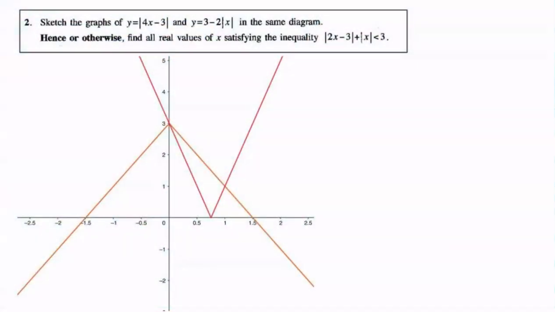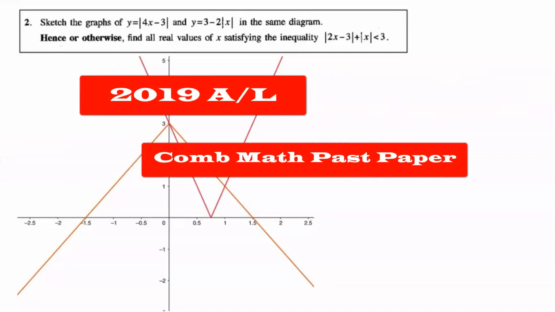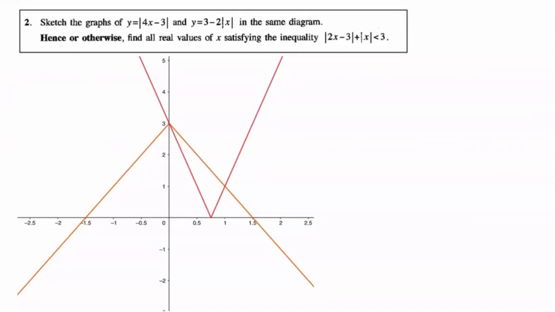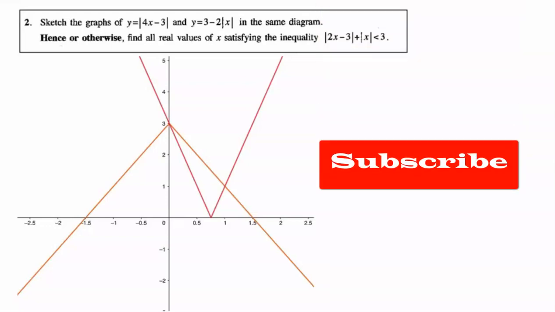Here we are going to look at another A-level problem today. This is the 2019 Combined Mathematics paper, second problem. As you can see, I already got started with it. I have the graph ready. But let's look at what the question is asking.